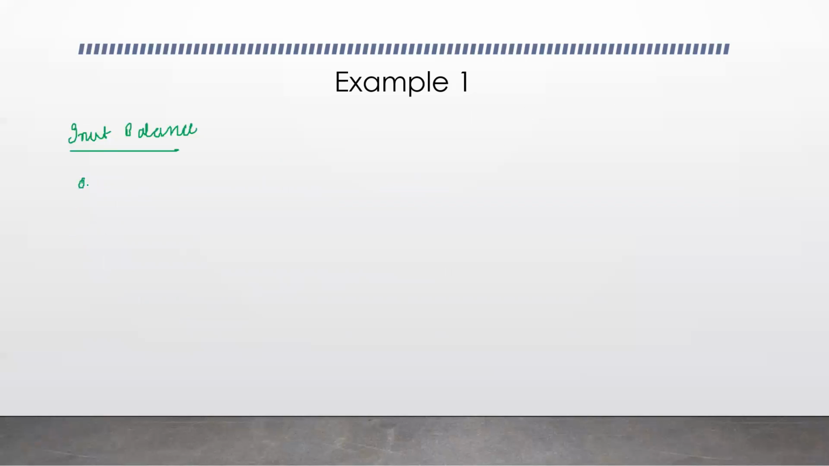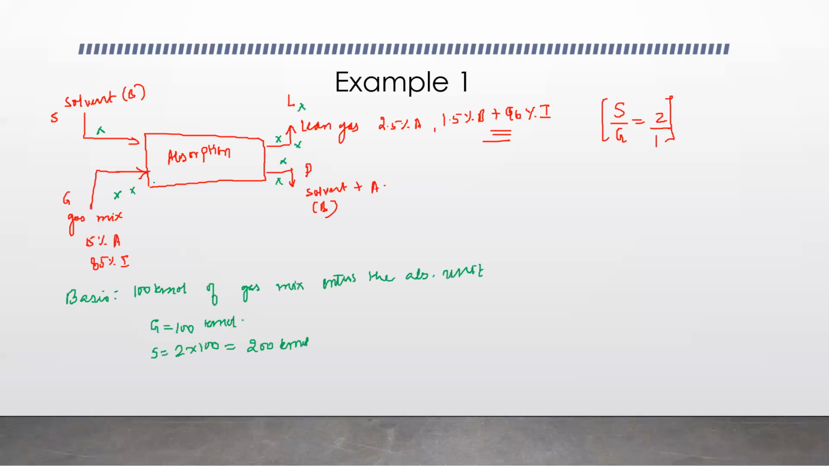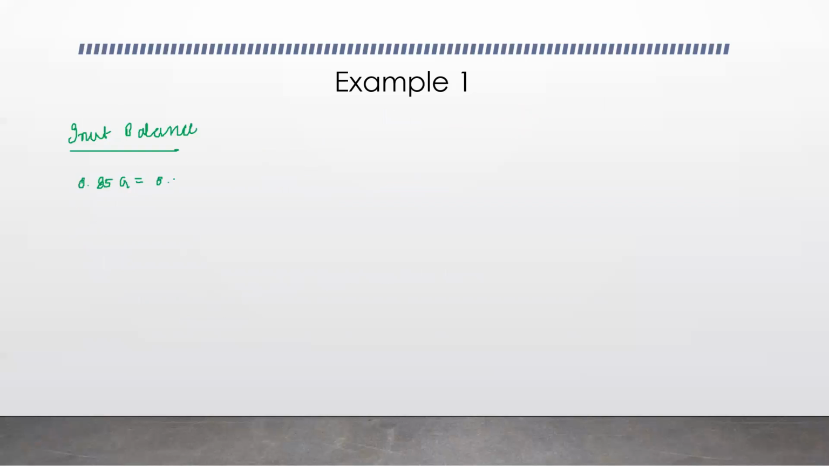So the inert balance would give us, there are 85% inerts over here, so 0.85 into G is equal to, now there are 96% inerts in the lean gas mixture, so that is 0.96 into L.